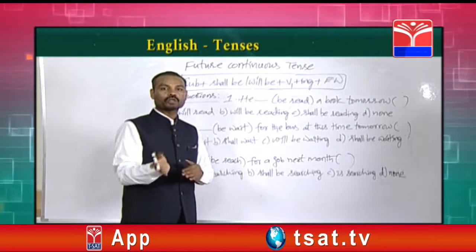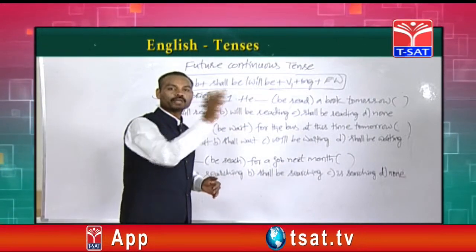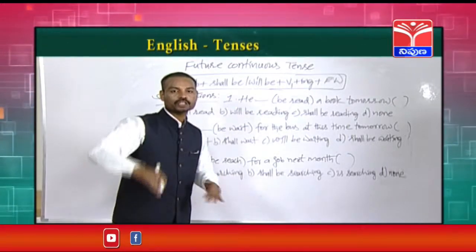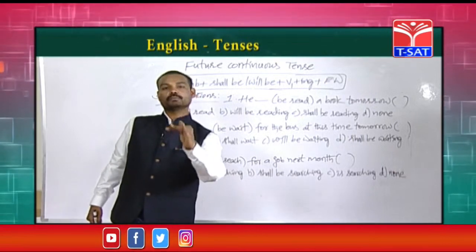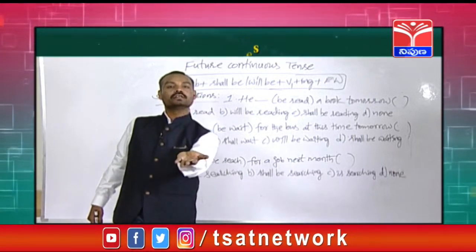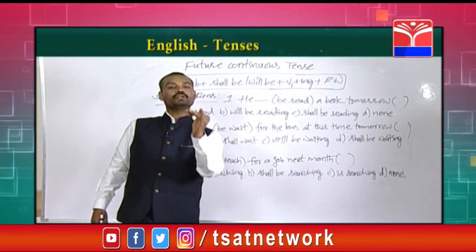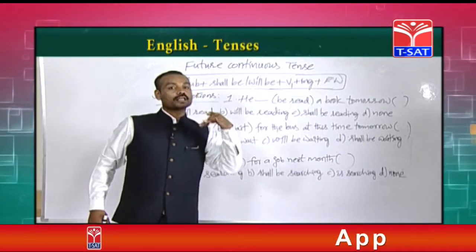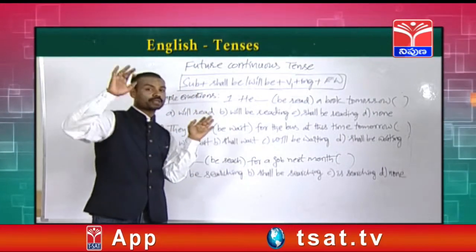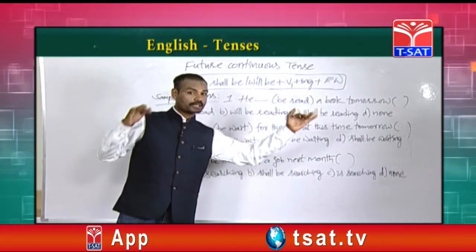Next, you will be playing cricket tomorrow. They will be playing. He will be playing. She will be playing. After any subject, you can use will be. Will be can be used after any subject, but shall be should be used after I and we. So that is the process of writing sentences in future continuous tense.